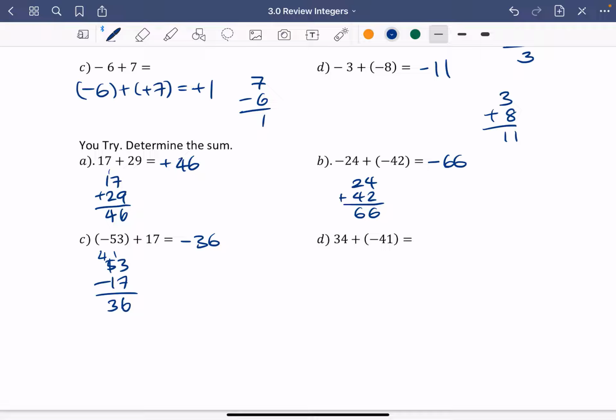The last one. Positive 34, negative 41. They are different signs, so you're gonna subtract the numbers. 11 minus 4 is 7, and 3 minus 3 is just 0. So the answer is 7, and which number is further from 0? Well, negative 41, so we're gonna keep the negative sign.